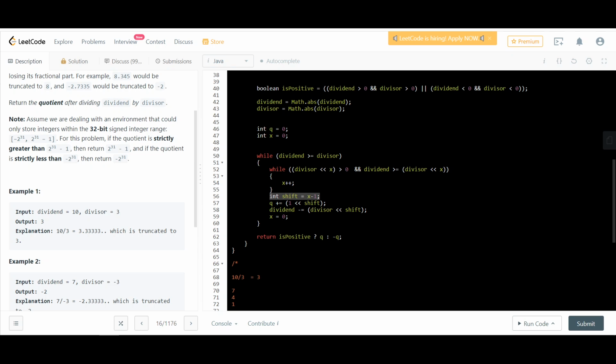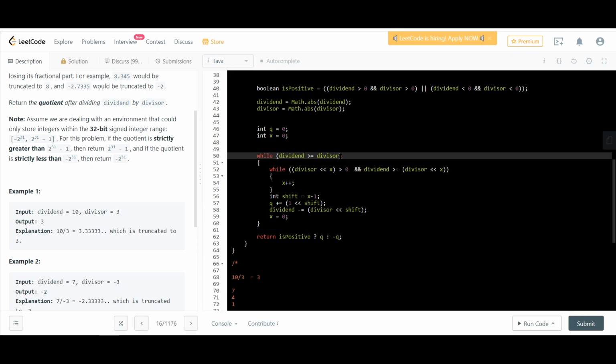And when you break, you make shift x minus 1, which is 2 minus 1, 1. So shift is 1, and the quotient becomes 2. And you subtract 2 times 3, 6, from the dividend. So the dividend becomes 4. Now we have to deal with 4 by 3. We'll make x 0 again.